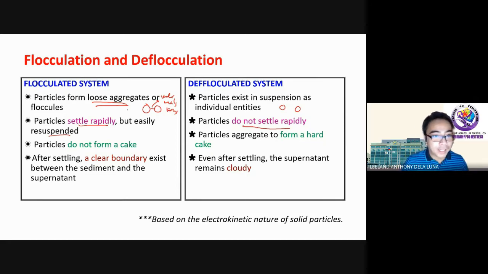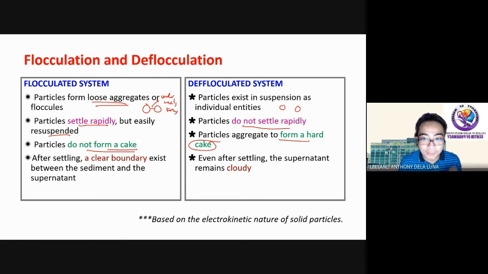Now, in a flocculated system, even though it creates forces and the internal phase binds to each other, dahil weak lang ang forces, they do not form cakes. As compared to a deflocculated system, once na nag-aggregate sila, they tend to form a hard cake. Now, a flocculated system usually after settling creates a clear boundary between the sediments and the supernatant fluid. But again, it can easily be resuspended.